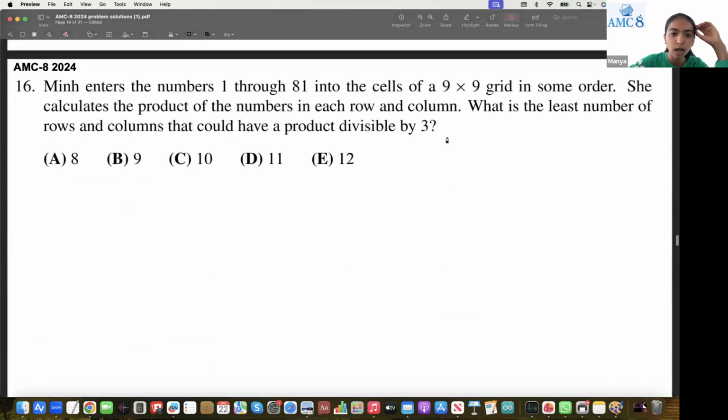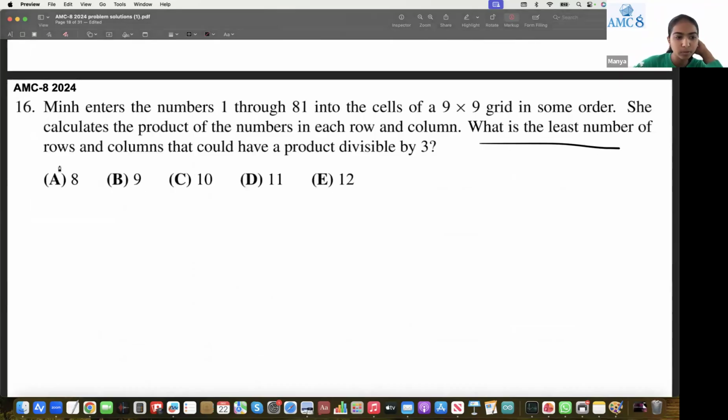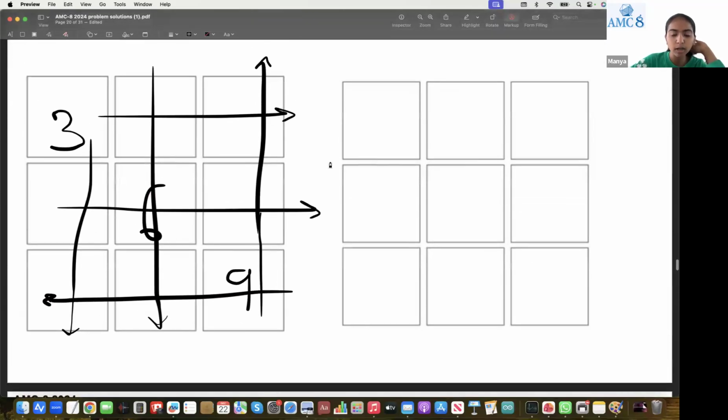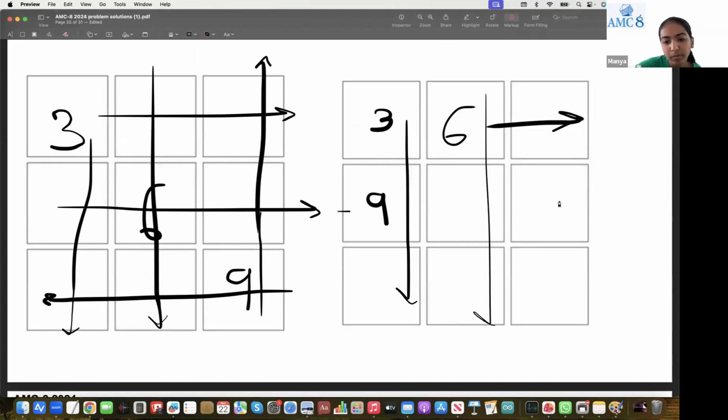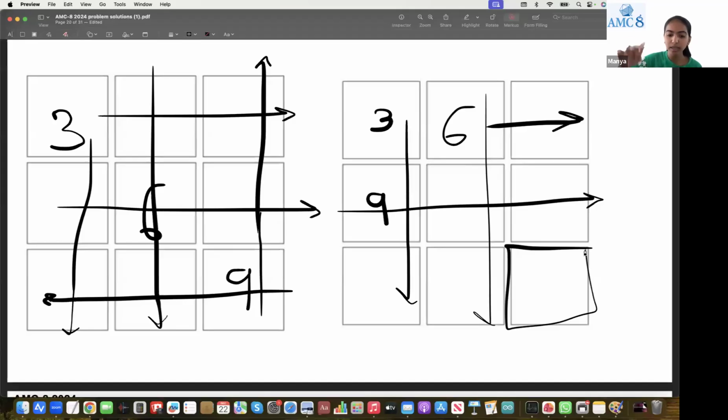But if we look at this problem, they're asking what is the least number of rows and columns that could have a product divisible by 3. So what if we try to do the opposite? What if we compact them all together in one location? We can do 3, maybe 6 here, and maybe 9 here. In this case, 3 would cover this row and this column, 6 would cover here, and 9 would cover here as well. But this square right here is empty. So in the 3 by 3 grid, this is the least so far when we compact it.